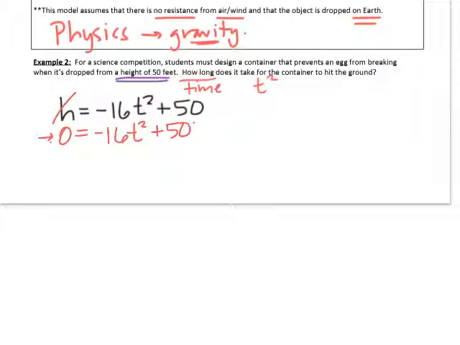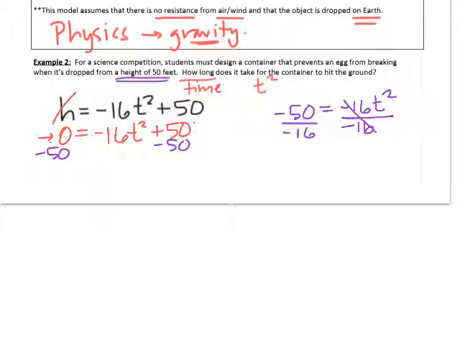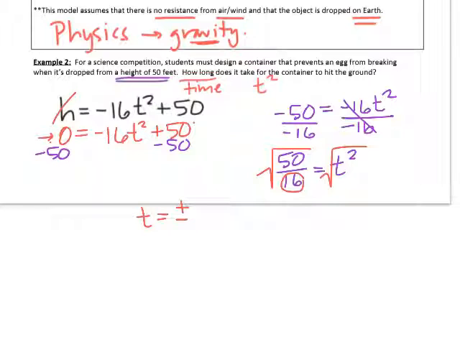So subtracting 50 from both sides, my equation is negative 50 equals negative 16t squared. And if I divide both sides by negative 16, that's going to get rid of my negative, and I'm just going to end up with 50 over 16 equals t squared. And if I take the square root of both sides, the 16 on the bottom becomes a 4 because the square root of 16 is 4. And I just want to help you recall that it's going to be a plus or a minus, because when we take a square root, it's always plus or minus.